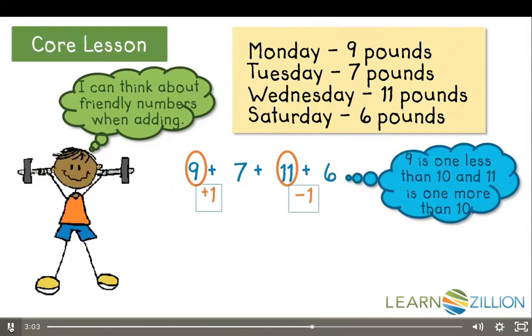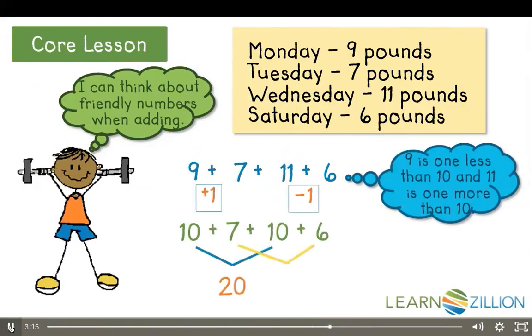I can rewrite the problem as 10 plus 7 plus 10 plus 6 to make adding much easier. 10 plus 10 equals 20, and 7 plus 6 equals 13. 20 plus 13 equals 33. I lifted a total of 33 pounds.